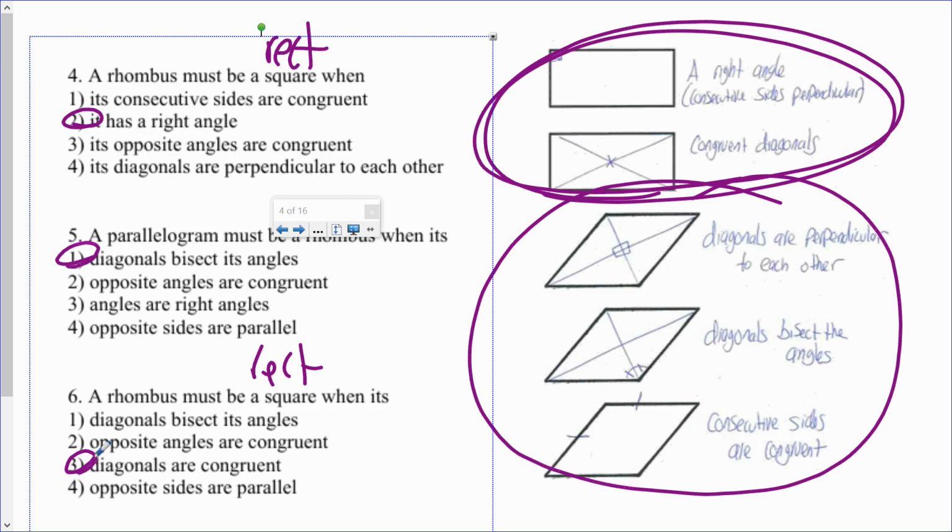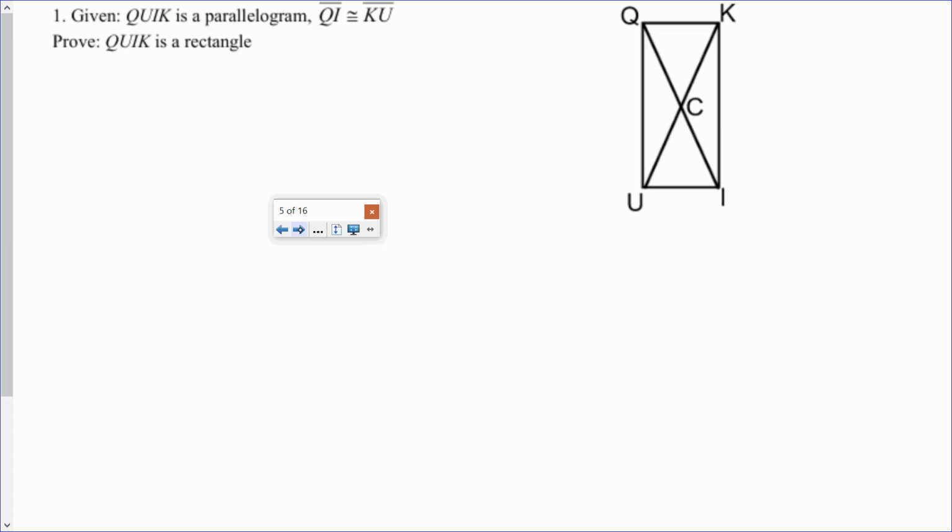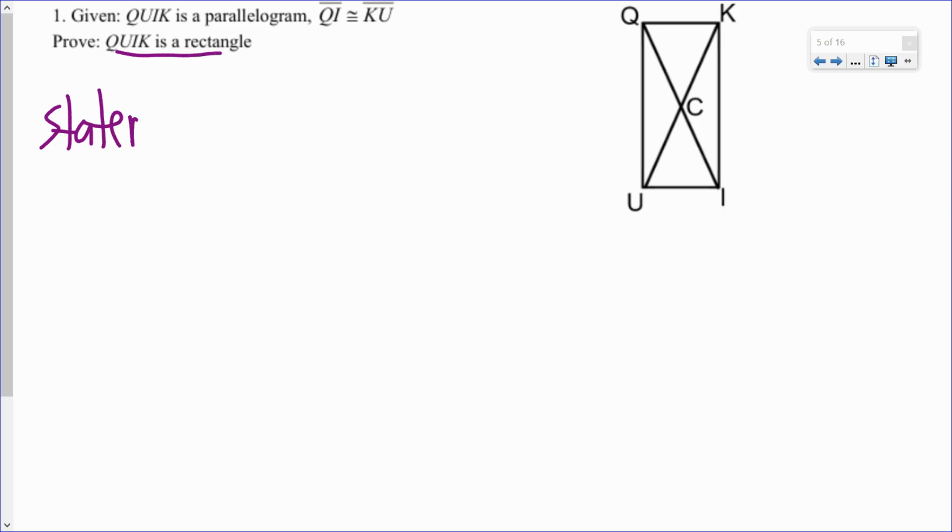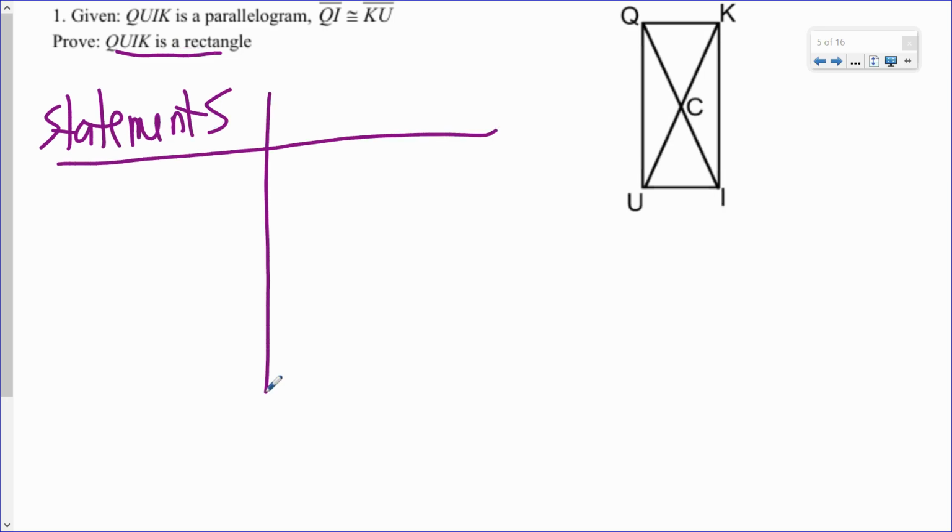So you need to understand all this. And if you understand all this, it's really not a big jump at all to go to this. Now, again, these are mini proofs. You're not going to see something like this on the Regents, but this is a stepping stone to get there. I want to prove a rectangle. Well, a rectangle is a parallelogram with either congruent diagonals or a right angle.